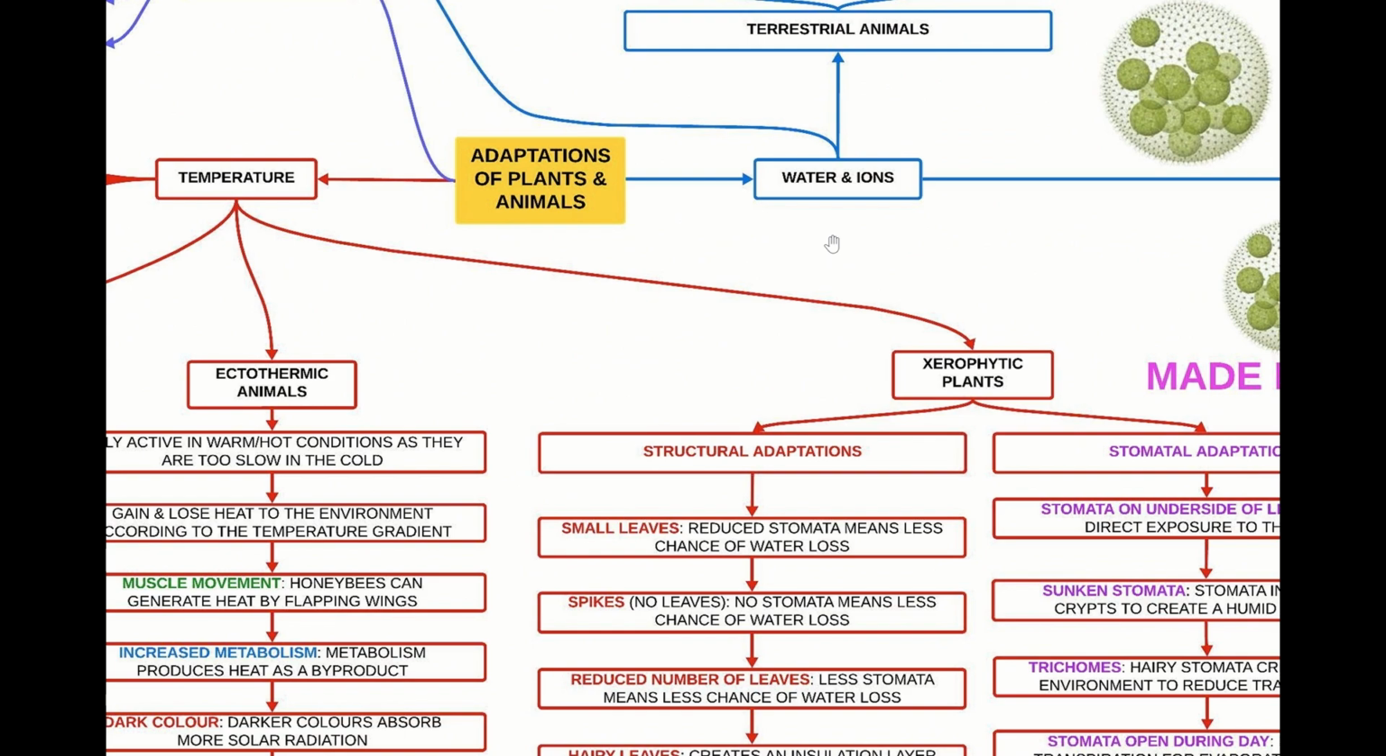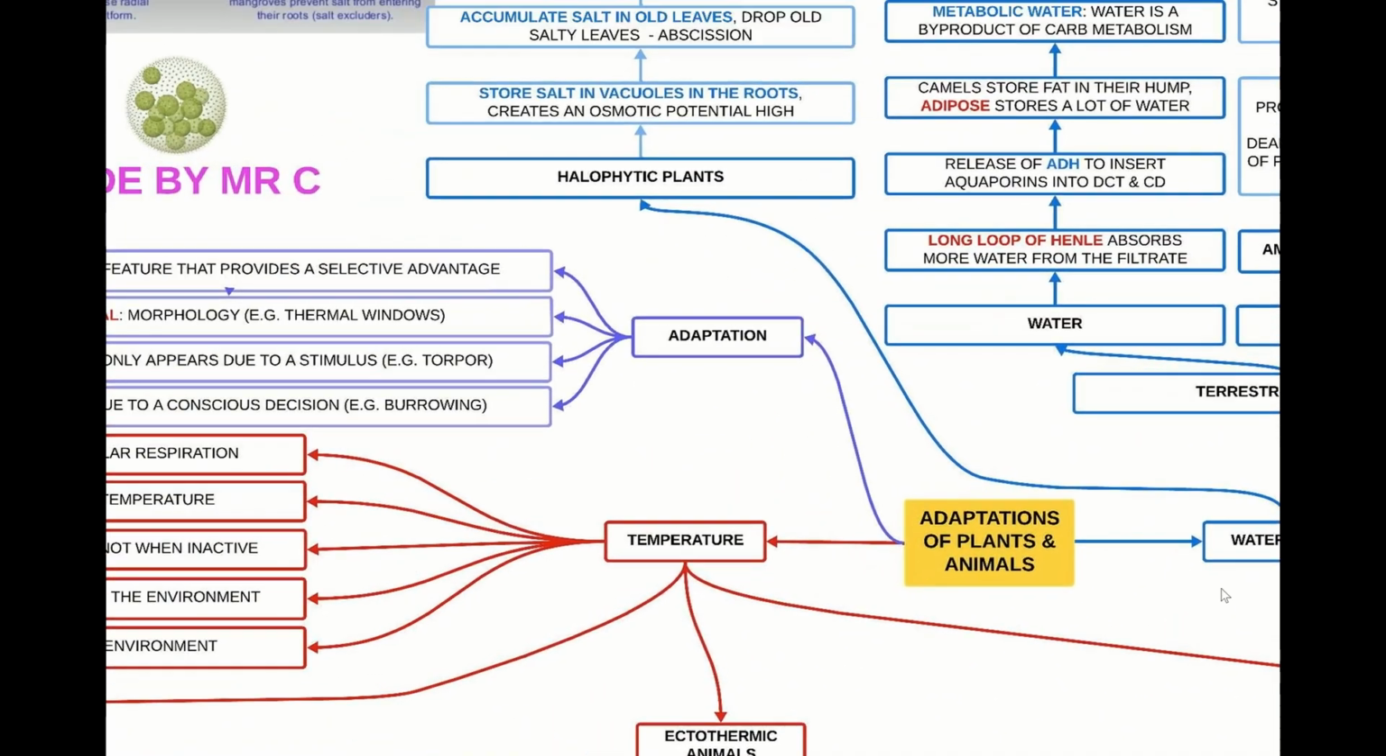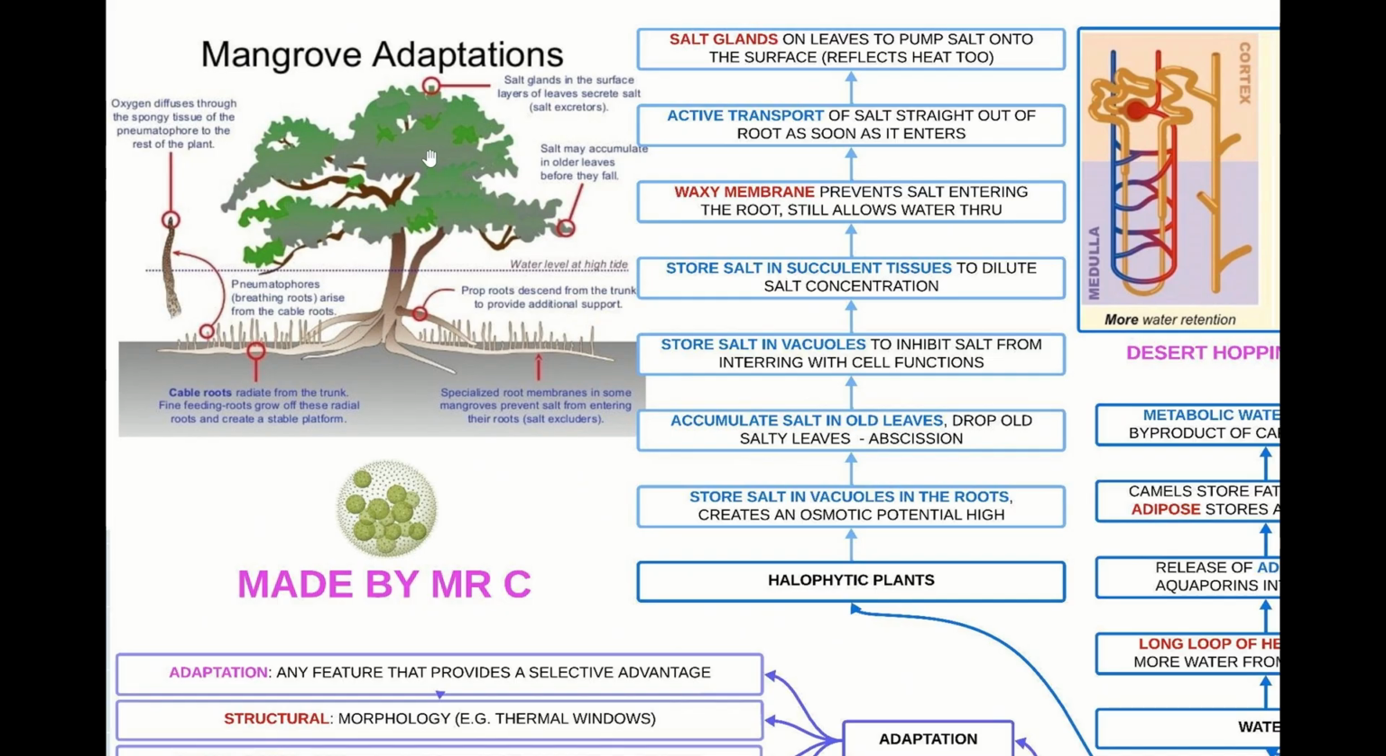Now we're going to water and ions, and we'll start with halophytes. Here is a picture of a mangrove and its adaptations. Mangroves and saltbush are very good halophytic plants to put into your answers, and they have a number of physiological and structural adaptations. They can store salt in vacuoles in the roots to take the salt out of the cytoplasm to avoid its toxic effects, but still creates a higher osmotic potential and draws water into the roots.